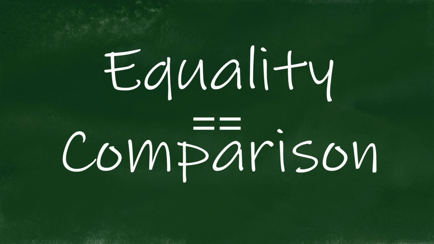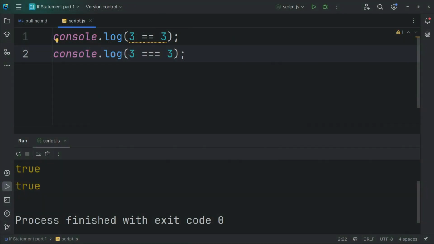Using 2 consecutive equal signs is called the equality operator, and using 3 consecutive equal signs is called the strict equality operator. Before I explain the difference, let's look at both of them in code. They both output true because 3 is equal to 3.